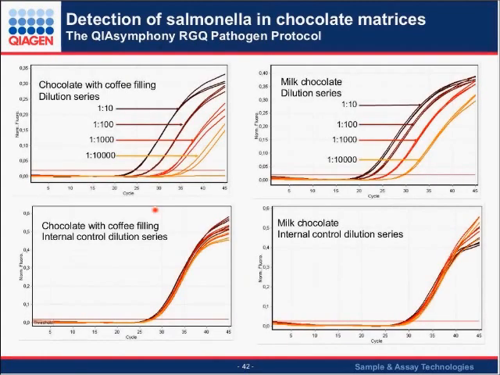And a little bit more data from food samples. This is chocolate with coffee filling. Both of these are foodstuffs that have a large number of inhibitory substances, methylxanthines, things like that, that can inhibit PCR. And what you see is a very nice dilution curve showing you that you get detection of the DNA even down to very few copies. Here's the milk chocolate dilution series as well, and internal controls for both of those.